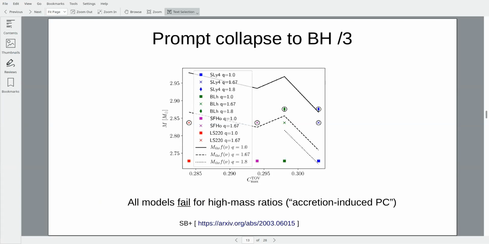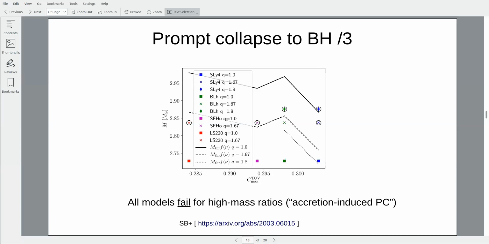This plot again shows the mass criterion in some sense, the mass of the binary versus the compactness of the star, where the solid line is the threshold criterion for prompt collapse. Everything that promptly collapses according to this model should stay above this solid line, whereas you see that the prompt collapse data, the ones circled in black, are almost all below this line.